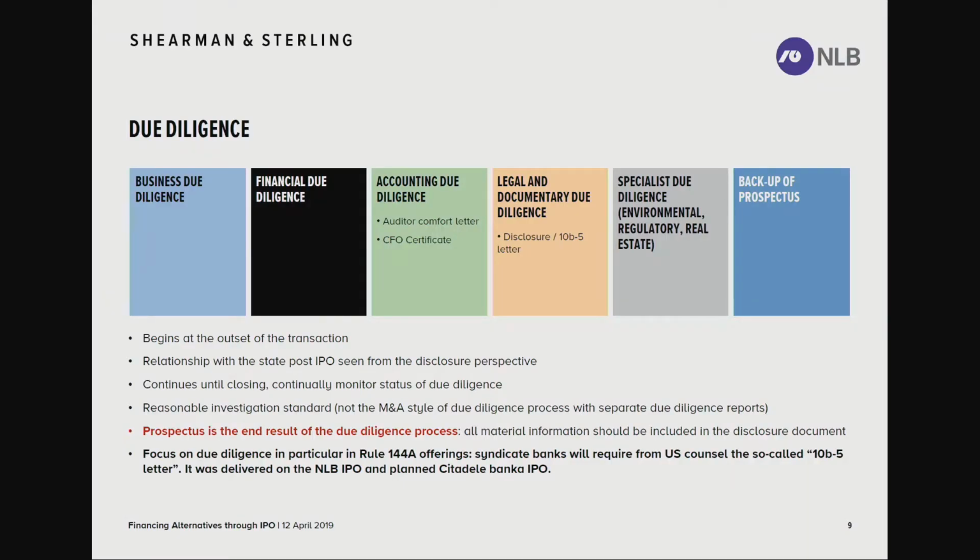The rules and regulations tell us that all material information has to be included in the prospectus. So there will be different elements in the overall due diligence process, but the ultimate objective and result is to make sure that the disclosure in the prospectus is correct. Now, many people think that due diligence is something for lawyers, that lawyers go into the data room and review the documents. No, that's just one of the elements of due diligence.